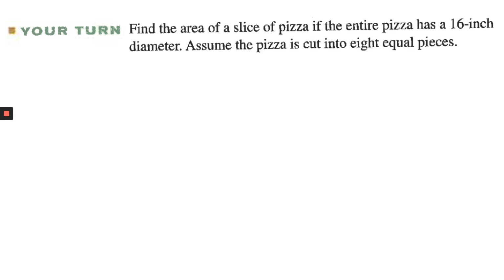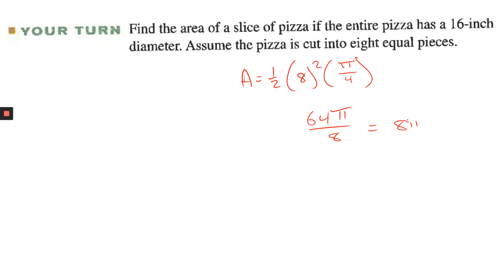Your turn. All right, almost the same problem. A equals 1/2 times 8 squared this time. And we're also going to say pi over 4. So we're going to say 64 pi over 8, which turns into 8 pi, and again, inches squared.